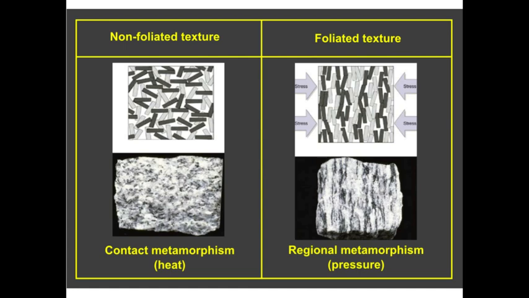So here's some further examples from what we just saw. So the non-foliated texture is on the left-hand side, and on the right-hand side is foliated texture. In the pictures, we see that there's no direct alignment with the crystals. So this is just an example of contact metamorphism. Now, contact is just heat being added. The regional metamorphism on the bottom right-hand side is where pressure is being applied. So there's two different types of metamorphism. There's contact metamorphism and regional metamorphism.